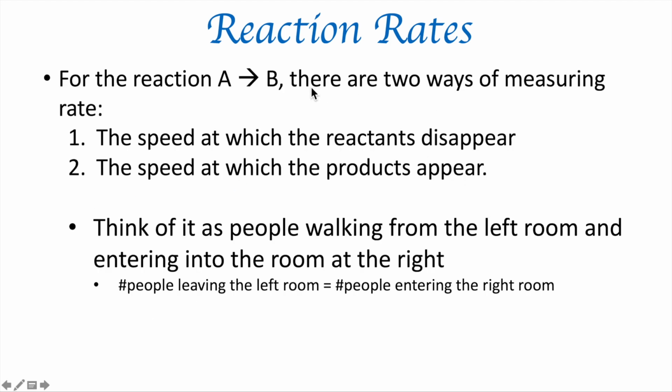So for the reaction of A converting to B, there are two ways of measuring the rate. First is the speed at which the reactant disappears. In other words, how quickly A is being used up. Or we can look at the speed at which the products appear. In other words, the product being B, at what rate does B begin to increase?